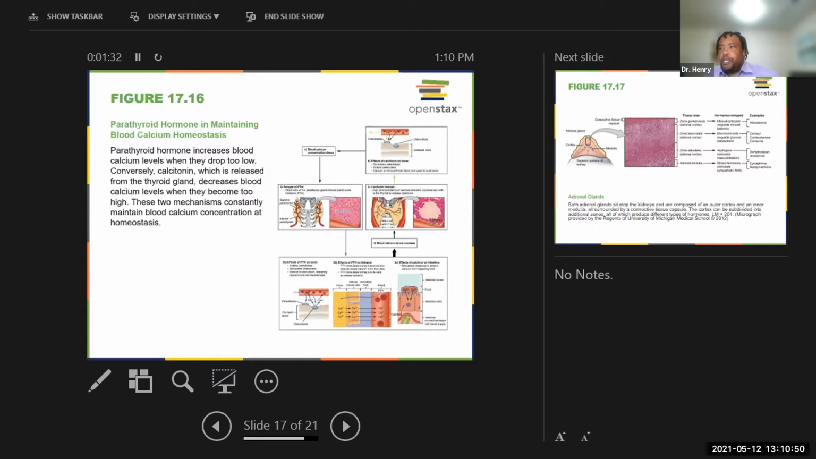And PTH also stimulates kidney tubule cells, so they recover waste calcium that's going to be found in our urine. And it also causes the kidney tubule cells to release calcitriol.